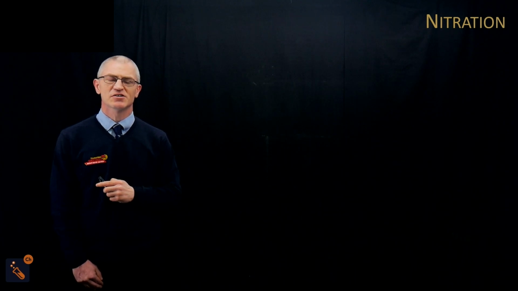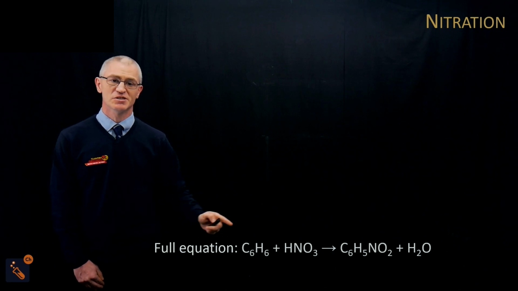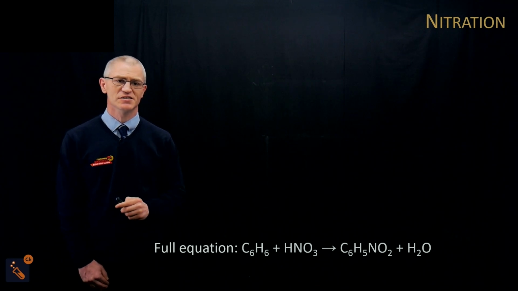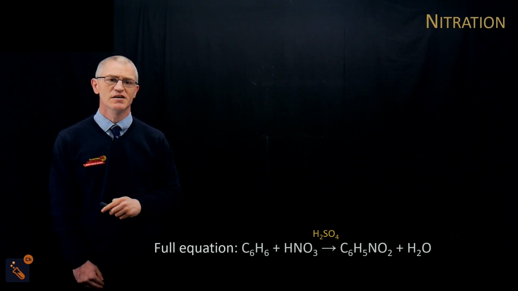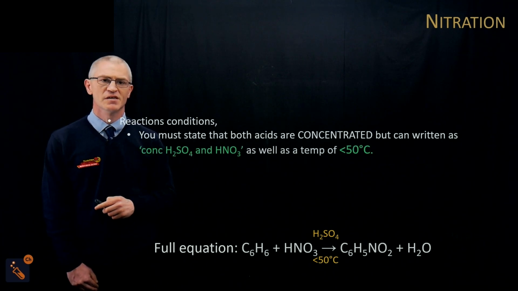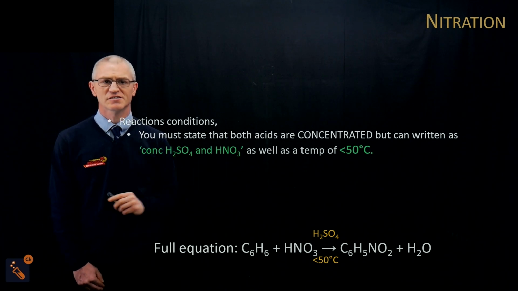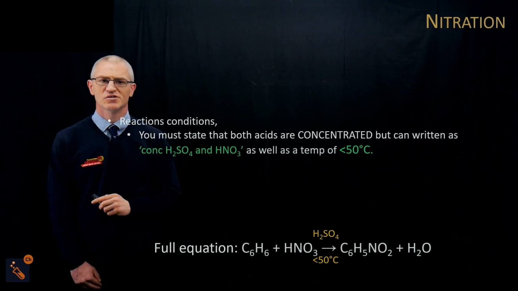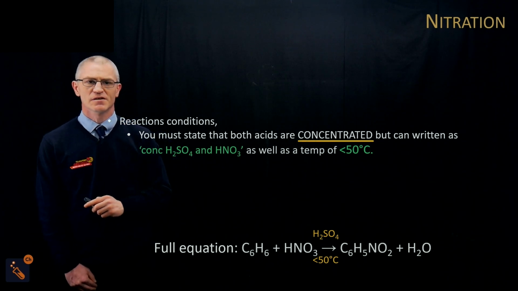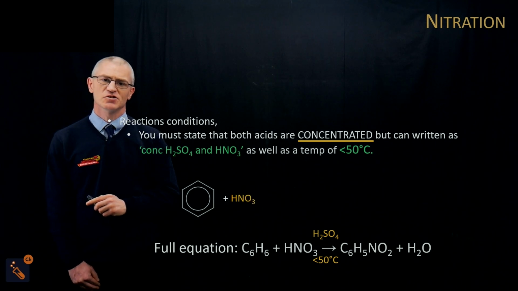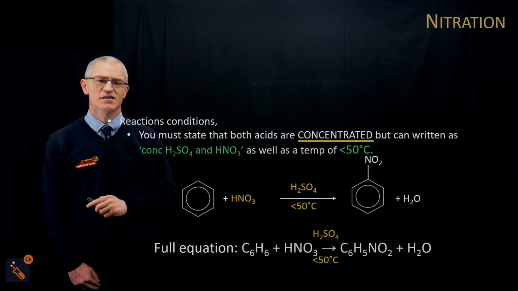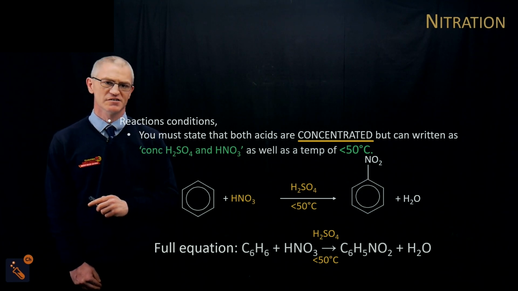Let's talk about other aspects of nitration. So the full equation can be done like this. C6H6 plus HNO3 goes to C6H5NO2 plus H2O. And you can put your reagents and your conditions on there. You must state that both the acids are concentrated. You can write it as conc, as well as that temperature of less than 50. Now you can also write it in skeletal formula like we did in the previous slide, and you can have your water as a product.